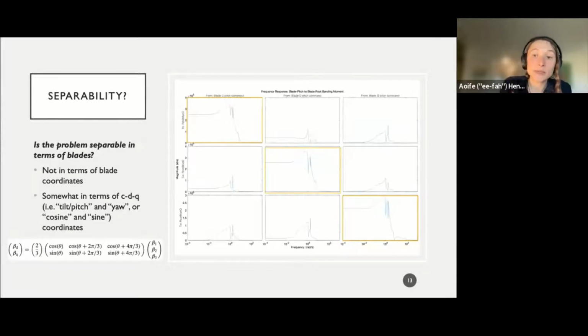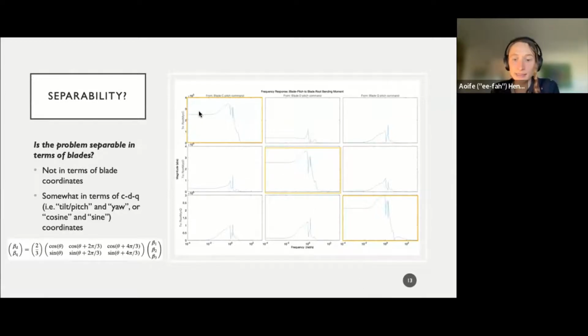Here we have the frequency response of the linearized system, which has been transformed from the rotating frame of reference, or in other words, in terms of blades 1, 2, 3, to the non-rotating or CDQ coordinates via this multi-blade coordinate transformation matrix. You can think of DQ coordinates as the tilting and yawing coordinates, or as the cosine and sine components of any quantity which depends on the position of the blade, such as the loading on each blade, for example, or the deflection of each blade. C refers to collective, or the mean value over all 3 blades.